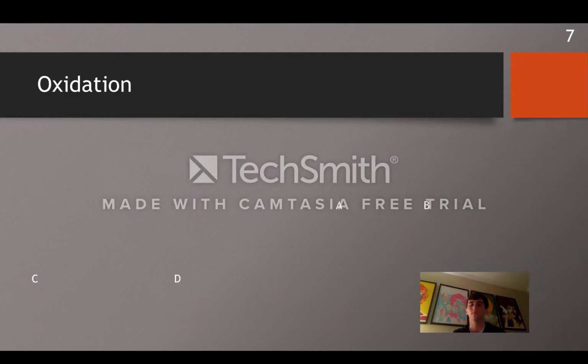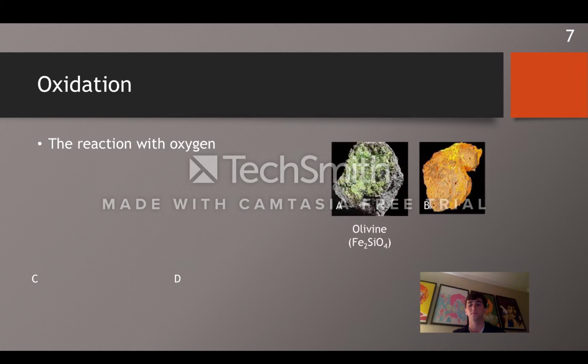The last type of chemical weathering is oxidation. Oxidation is the reaction of rock minerals with oxygen, which changes the mineral composition of a rock. It can weaken the bedrock by making it softer. Olivine is a great example of this. Olivine, after it undergoes oxidation, loses its iron and turns into limonite.